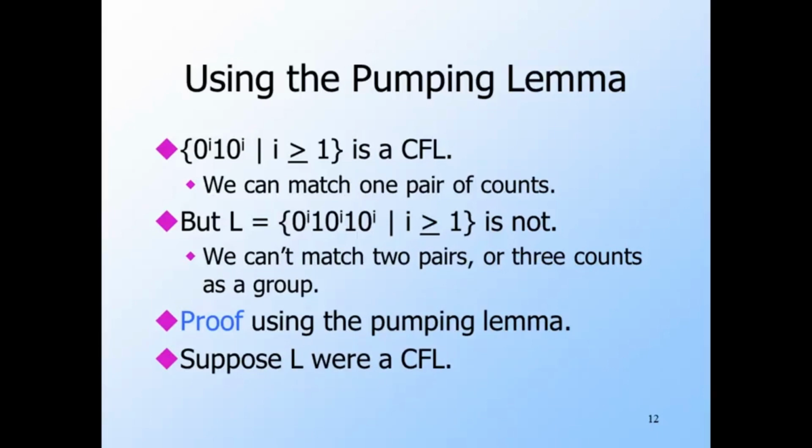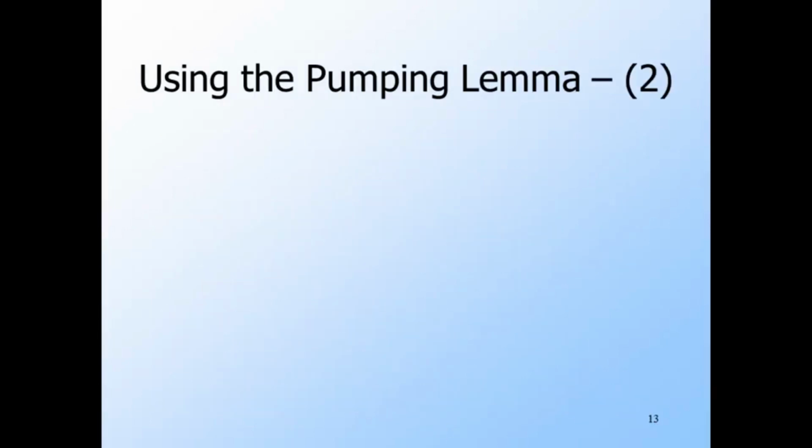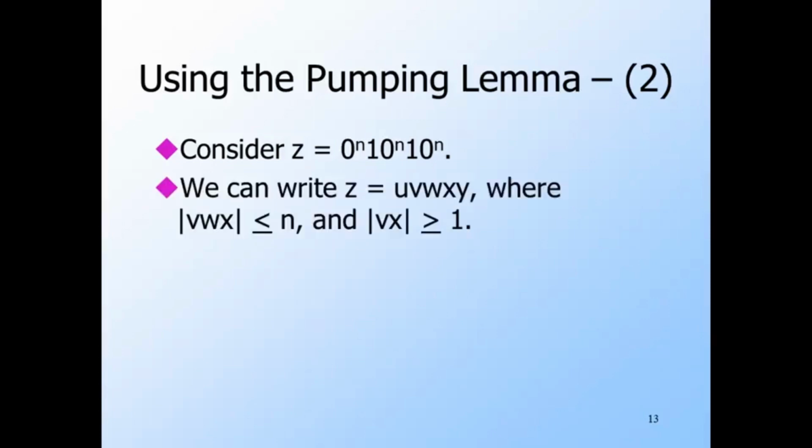So we'll pick this language L, and the adversary now gets to pick n. We don't know n, but we do know it is fixed for the rest of the game. We get to pick z, so let's pick 0 to the n, 1, 0 to the n, 1, 0 to the n. That is, each block of zeros is of length equal to whatever n the adversary picked. Now the adversary gets to break our z up into z equals UVWXY, but he must choose these substrings such that VWX together are no longer than n, and V and X cannot both be picked to be the empty string.